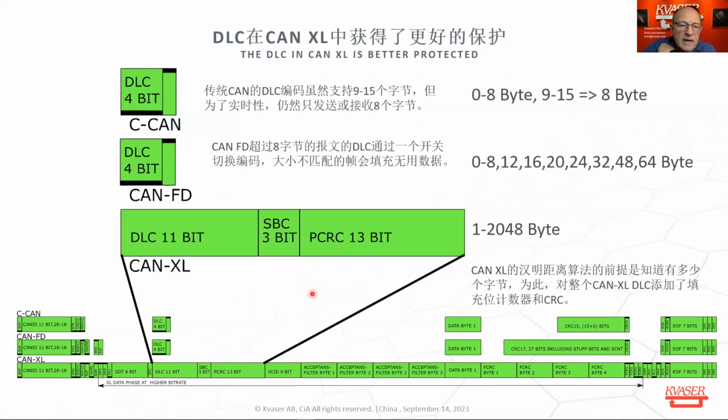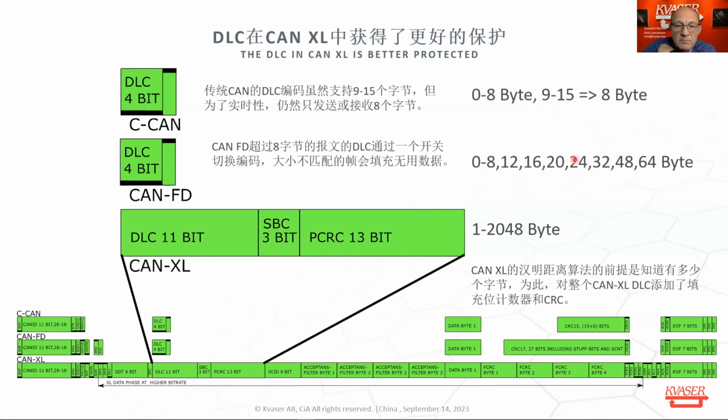So then we come to the data length code. Classic CAN only supports 0 to 8 bytes, and if you send DLC 9 to 15, it will still end up as only 8 bytes. So those numbers are ignored because it will stick to a maximum of 8 bytes. So CAN FD uses this safe indication system here to make a switch. So you have the 0 to 8 bytes, but the 9 will be 12 and 15 will be 64. So you can have a number of different data length codes.